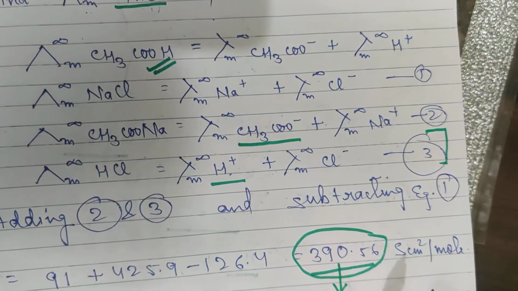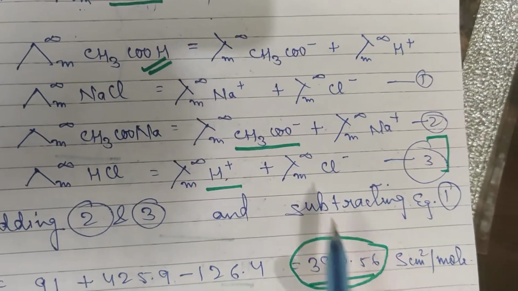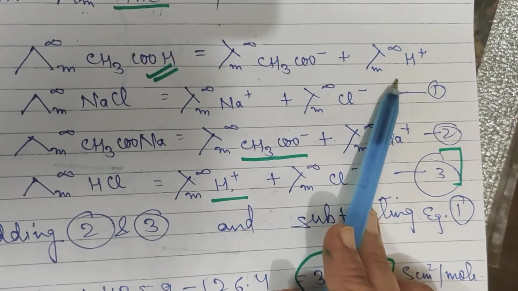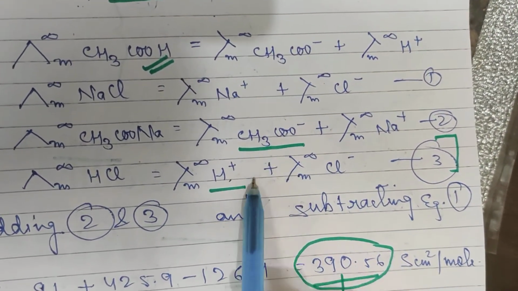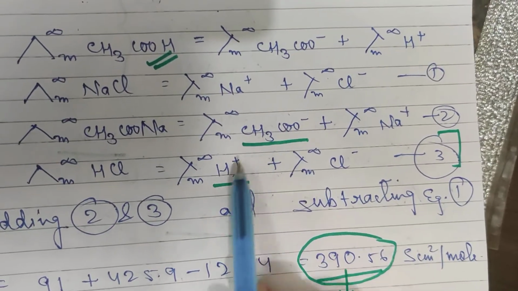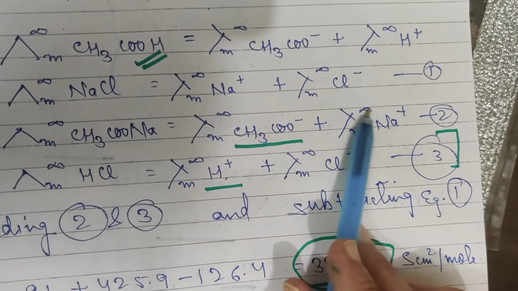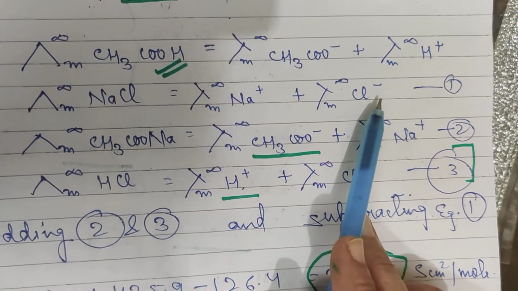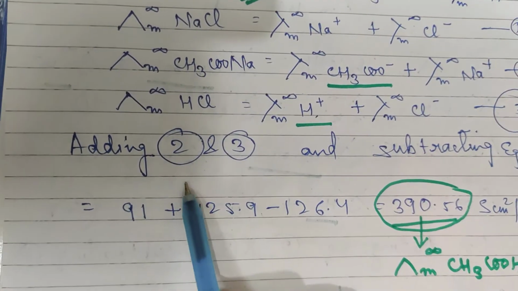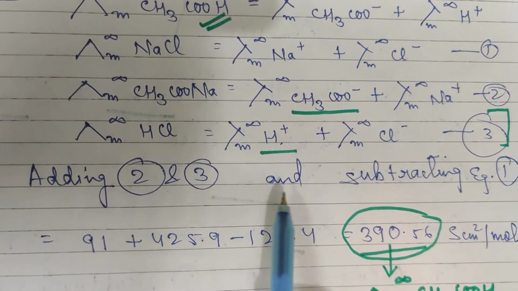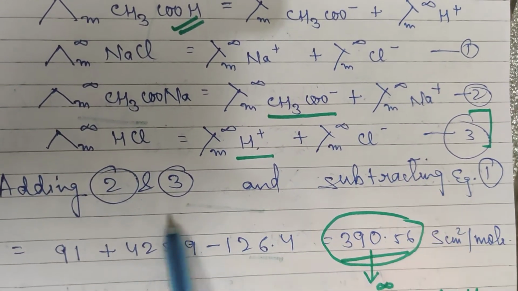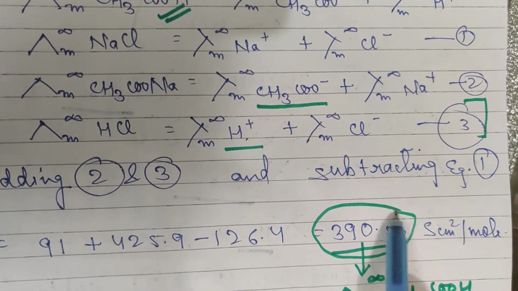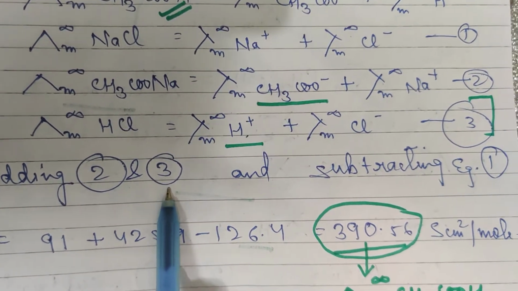So again, just analyze the equations mentioned here. You want to have only acetate ion and H plus ion in the equation. So you will first of all sum up equation 2 and 3 to have these two ions together. But to get rid of these extra ions, what can you do? You can subtract equation 1. So this is what I have done. I have added equation 2 and 3, and to get rid of the extra ions, I have subtracted equation 1 from the sum of these two equations.